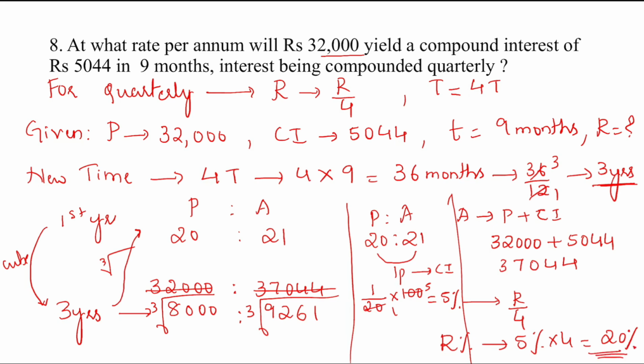Please don't take 5% itself, because 5% is nothing but R by 4. It is our new rate, but we don't want R by 4, we want R. So how will we get the R value? R is nothing but 5% into 4, isn't it? So therefore R is 20%. Okay.